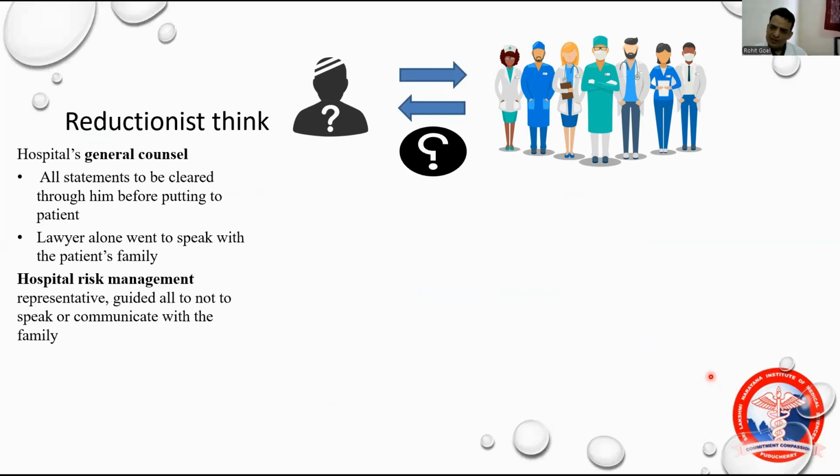Now, what happens when this case moves ahead? The hospital's general counsel, the legal experts, advised that all statements which are to be put to the patient have to be cleared by them before putting it to the patient. When it came to communicating about the error, the lawyer alone went to speak with the patient's family. Hospital's risk management representatives guided all the healthcare staff to not speak or communicate with the family at all. Now, this raises many doubts with respect to how the error has been handled by this particular team.